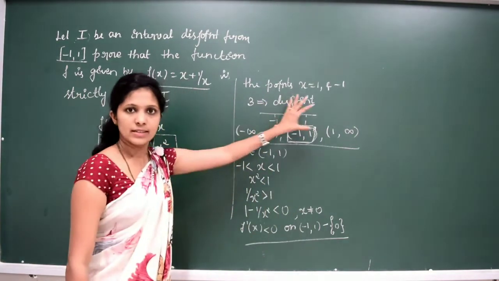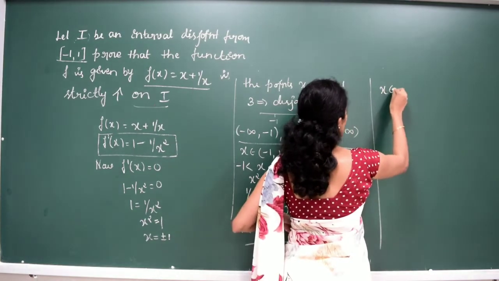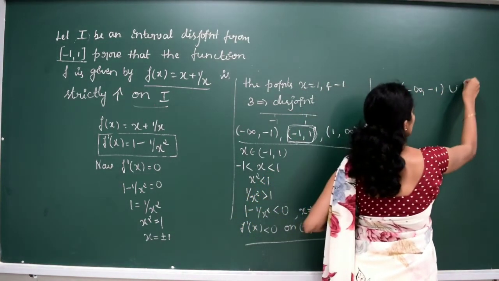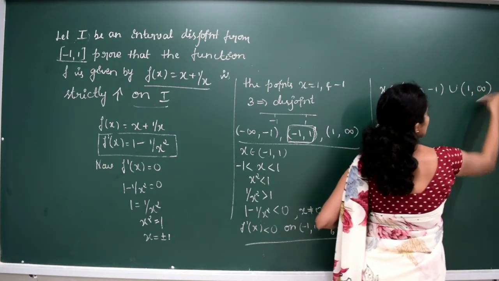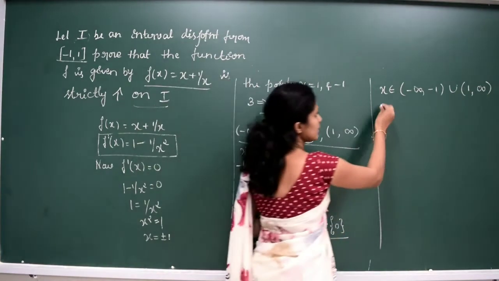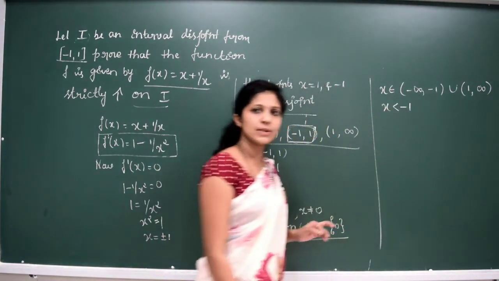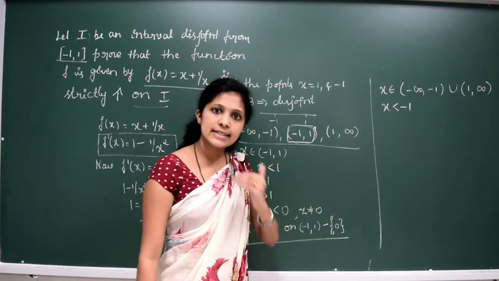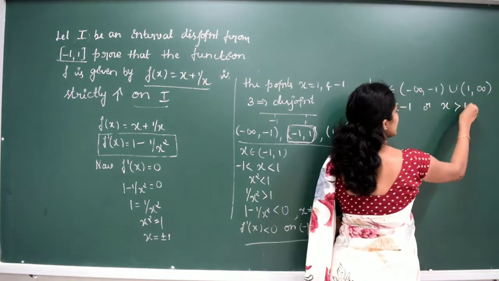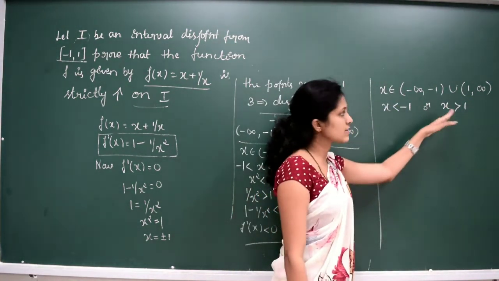Now we will consider the remaining two. That is the value of x belongs to minus infinity to minus 1 union 1 to infinity. Is it clear? So for these two intervals, the value of x is less than minus 1. Minus infinity to minus 1 means the value of x is less than minus 1 or the value of x is greater than 1. Right? X is less than minus 1 or x is greater than 1.